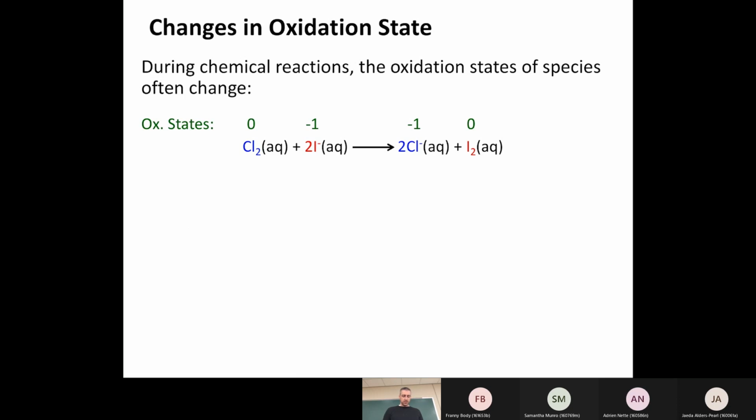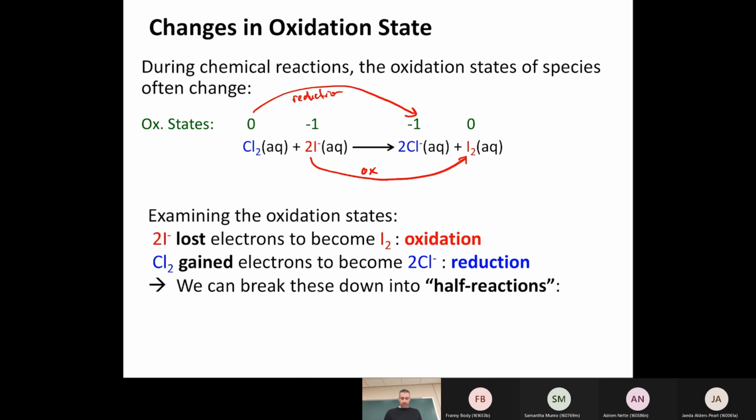And so if you track the oxidation states, those are the numbers there in green. Chlorine, Cl2, goes from an oxidation number of 0 to an oxidation number of -1. So if the chlorine has its oxidation number go down, that means it's undergone reduction. For the iodine, its oxidation number has increased from -1 to 0. That's oxidation.